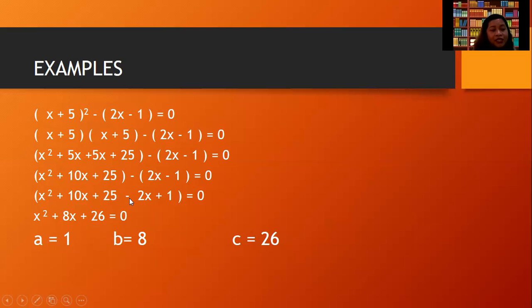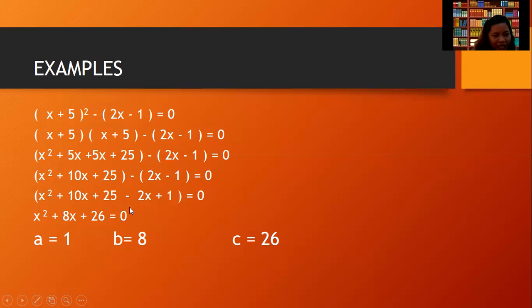Remember that in getting the difference, you have to change the sign of the subtrahend. Our 2x minus 1 here is our subtrahend. So this positive 2x will become negative 2x, and this negative 1 will become positive 1. So our resulting polynomial this time is x squared plus 10x plus 25 minus 2x plus 1 equals 0.